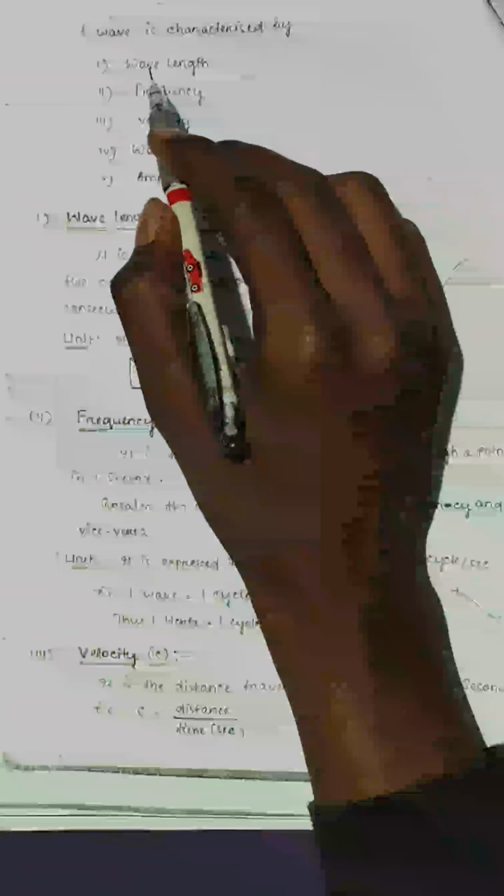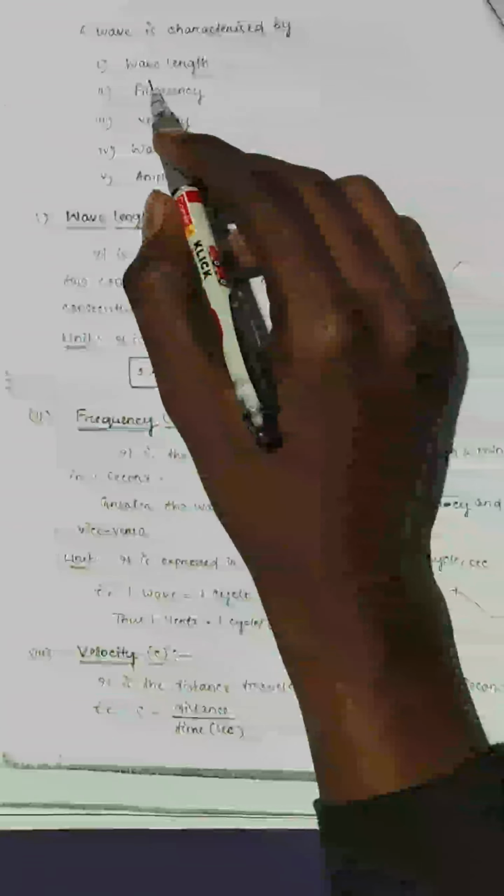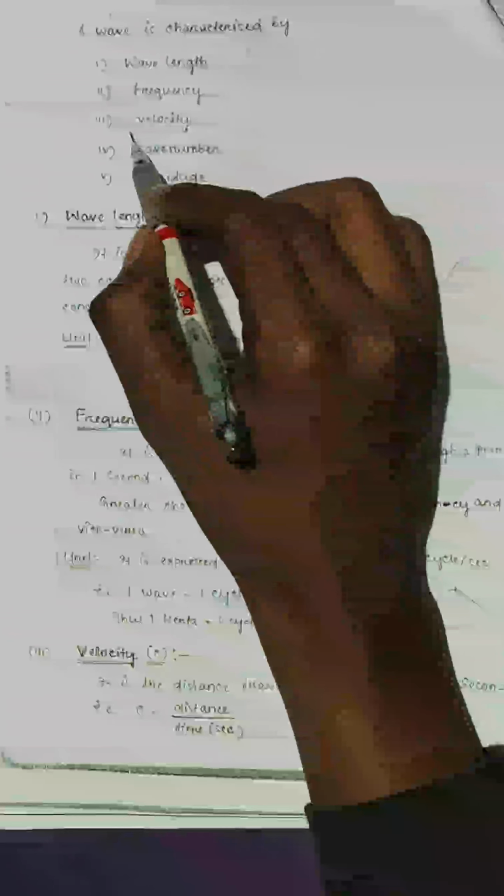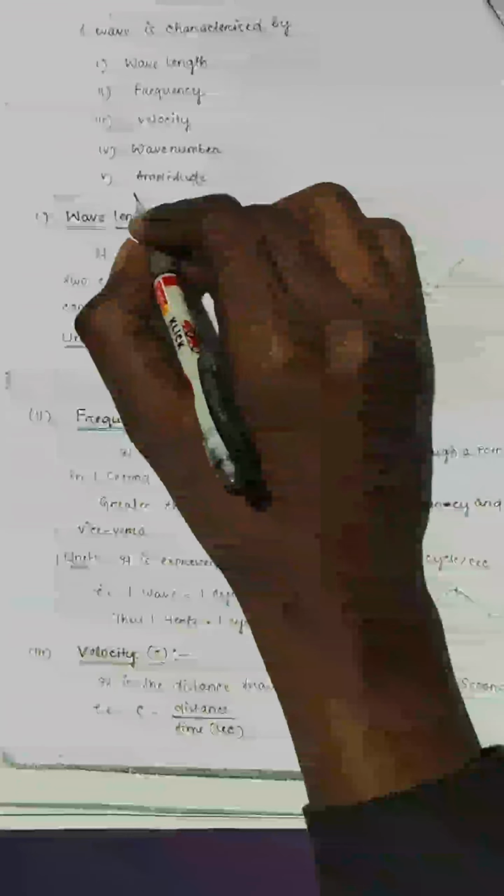So let's start with our chapter, waves. It is a part of atomic structure. To understand atomic structure briefly, we need to learn waves. Characteristics of waves: a wave is characterized by wavelength, frequency, velocity, wave number, and amplitude.